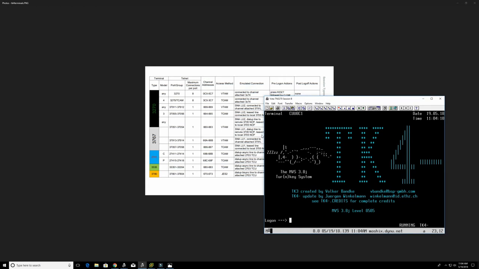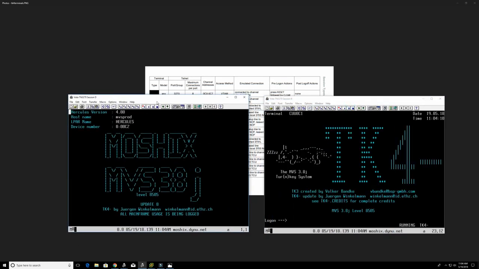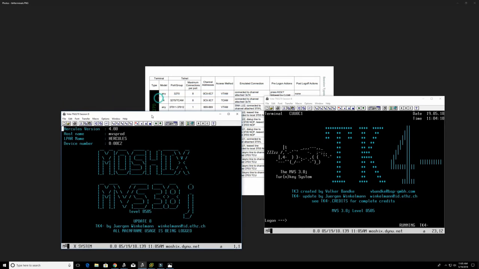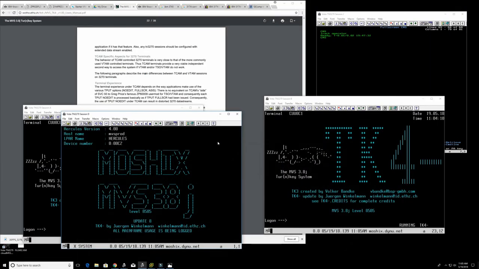because we defined terminal 3, and that goes through TCAM. So 4 goes through TCAM, 3 goes also through TCAM, 2 would go through VTAM. That, as you can see here, reacts already differently, because there's no VTAM responding to this, because I don't have this 666 defined in my TK4. So you're actually always going through TCAM, and that's one thing to understand.